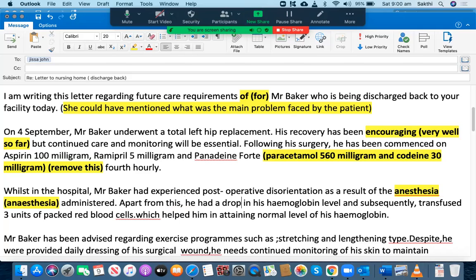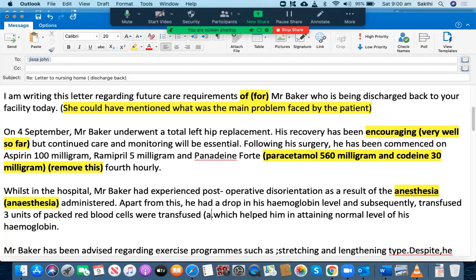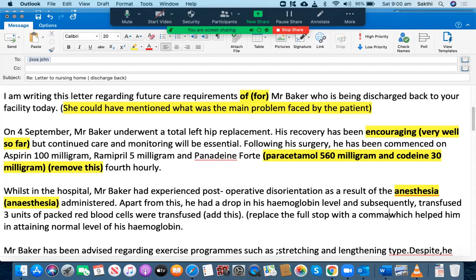Apart from this, he had a drop in his hemoglobin level and subsequently transfused 3 packets. No. Subsequently 3 units of packed red blood cells were transfused. Okay, so we need to use as many active voice sentences as possible. All right, it's not good to use the passive voice. Okay, and replace the full stop with a comma, because the sentence didn't finish. I think she might have forgotten that. So she has to replace this full stop with a comma because the sentence isn't finished yet.